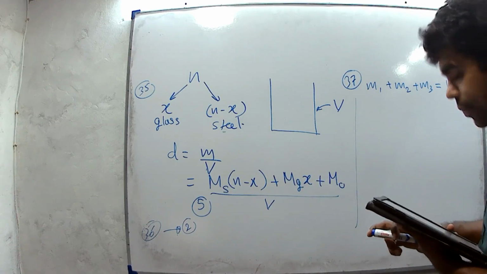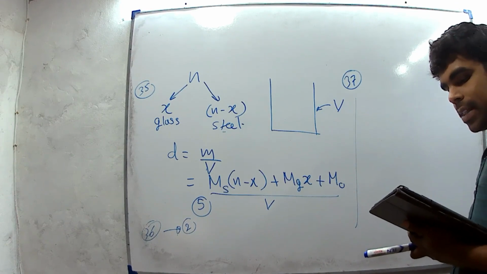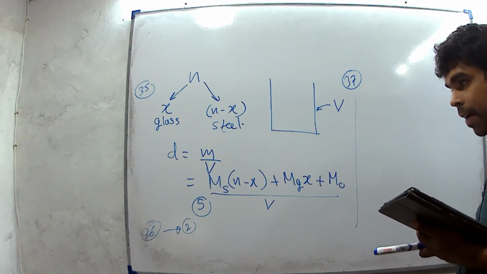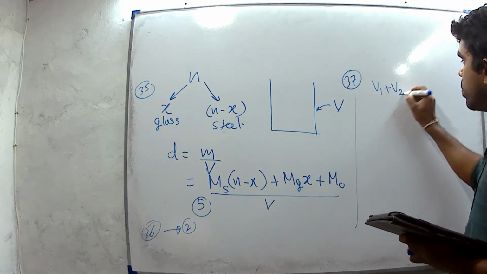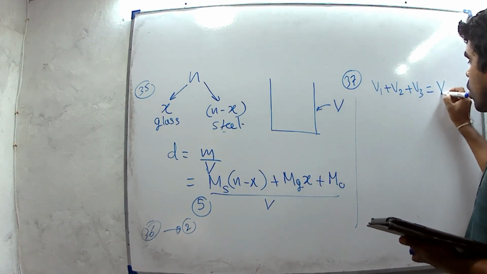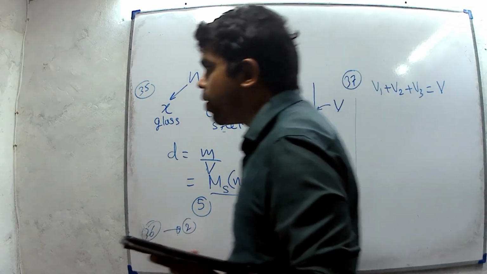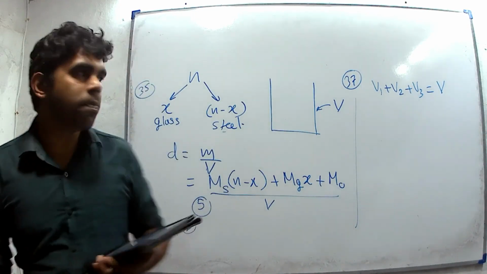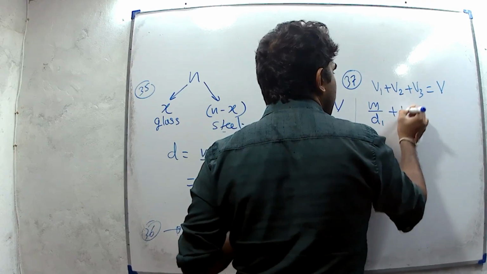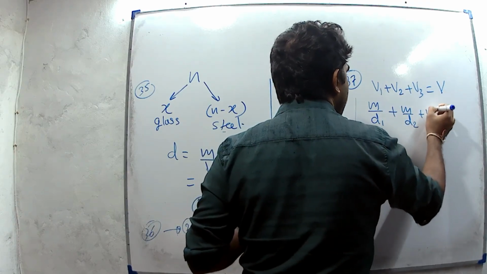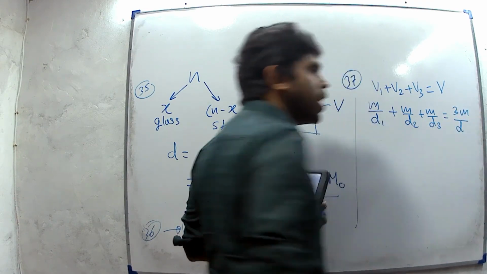Then they have given same masses. Mass and density are given. We have to consider the volume. Sum of volumes equals total volume. We know that density equals mass divided by volume. When making volume the subject, it is mass divided by density. Therefore, we can get m divided by d1 plus m divided by d2 plus m divided by d3 should be equal to total mass 3m divided by resultant density d.